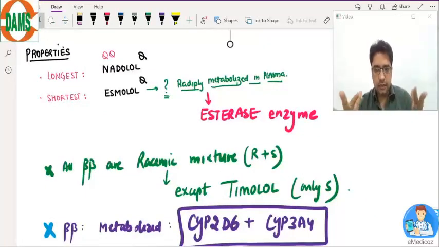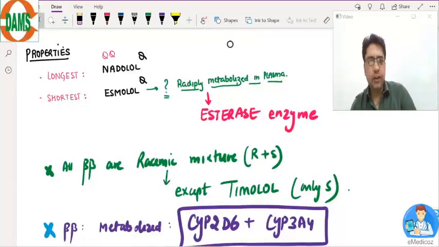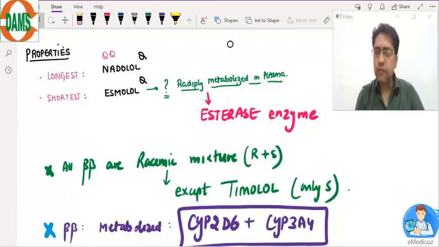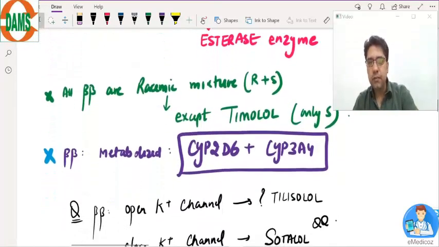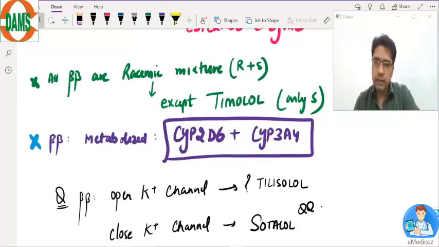Then you'll write: essential tremors are beta tremors. Idiopathic, we don't know why it occurs. It occurs in old age. Essential tremors are also known as familial tremors and benign tremors. Now properties, you know, longest and shortest. All beta blockers are a racemic mixture, except timolol.